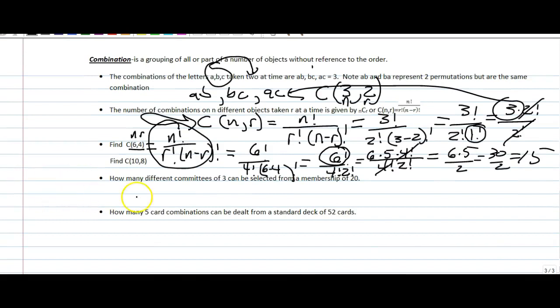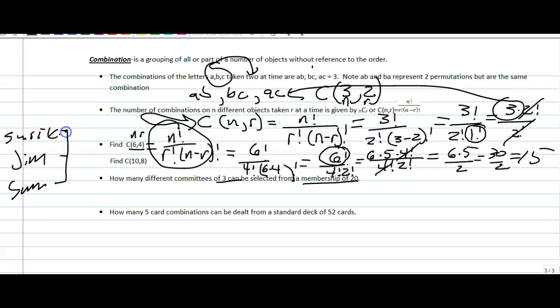How many different committees of 3 can be formed from a membership of 20? So you've got to ask yourself, is the order in which you choose the individuals important? And here it's not, because what we're talking about is a committee. So if I choose Susie, Jim, and Sam to be my committee of 3, and I choose the same 3 in a different order, Sam, Jim, Susie, that would be a different permutation, but it's the same combination. It would be the same committee.